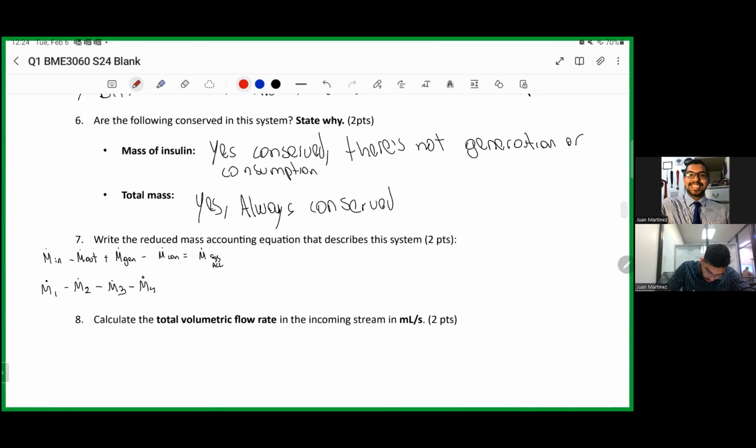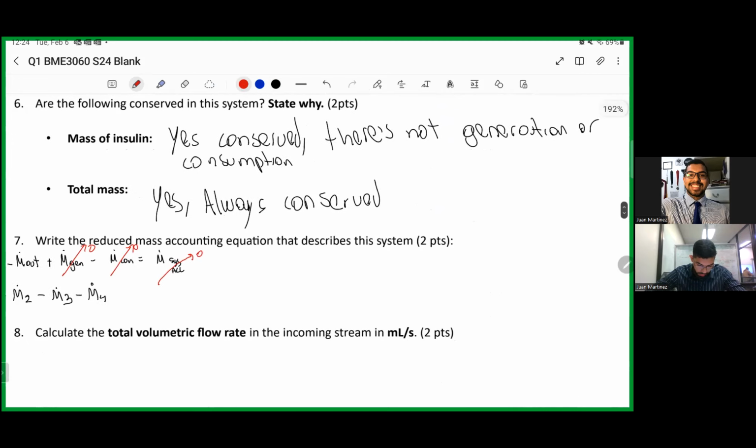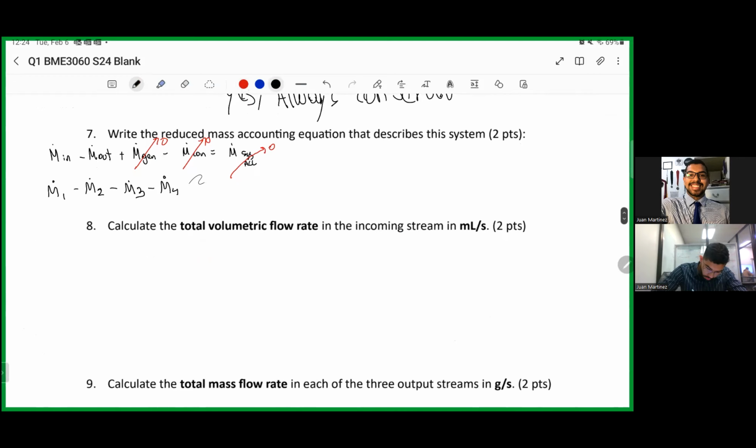We know for a fact that there's no generation and there's no consumption. And we know that since the system is in equilibrium, in steady state, which is important, there's no accumulation of any kind. So all of this are equal to 0. So our final reduced equation is going to be N1, which is the mass 1, the input stream, minus the 3 output streams. All right?